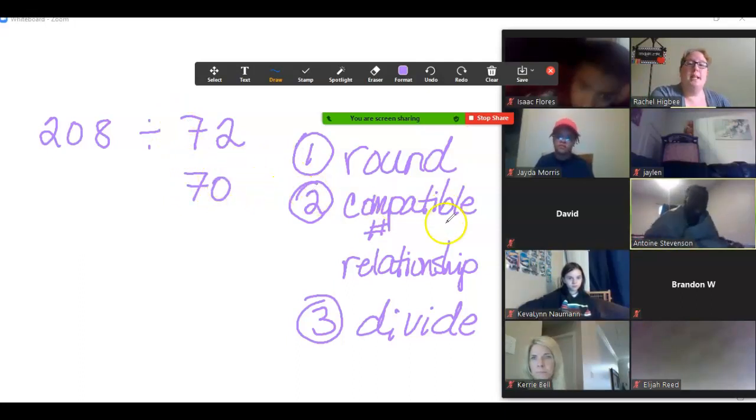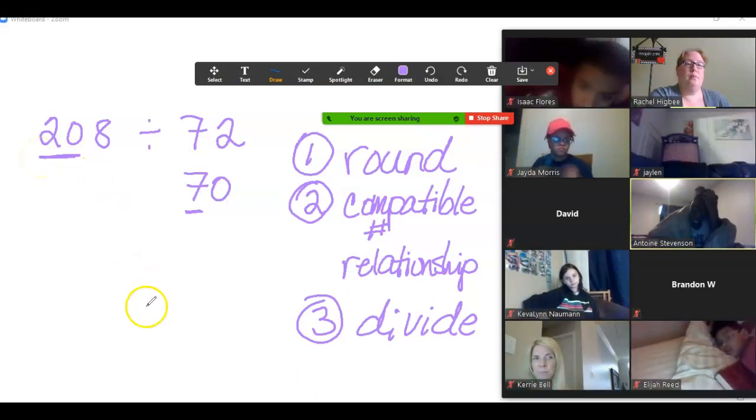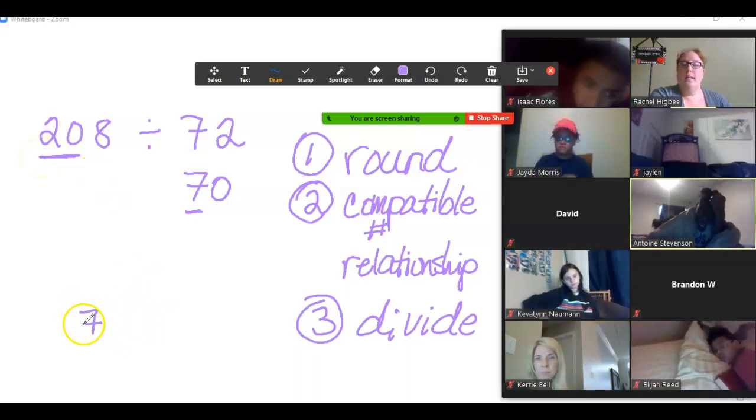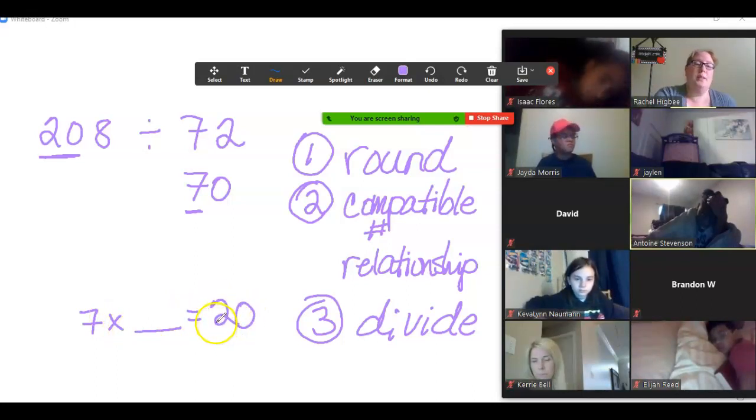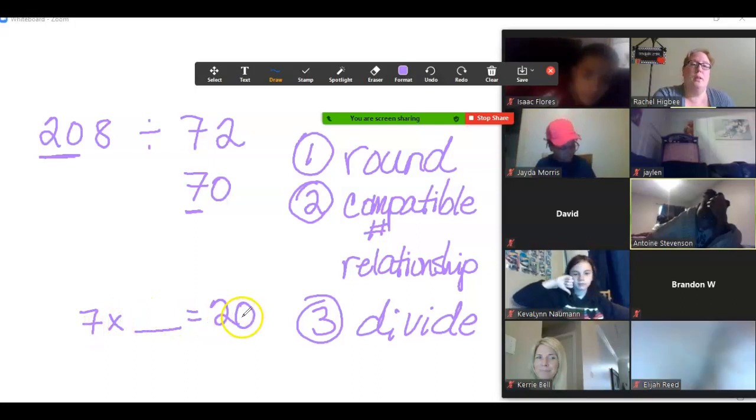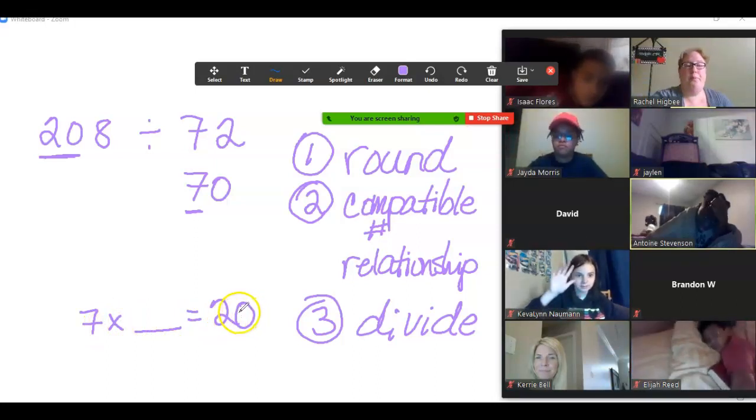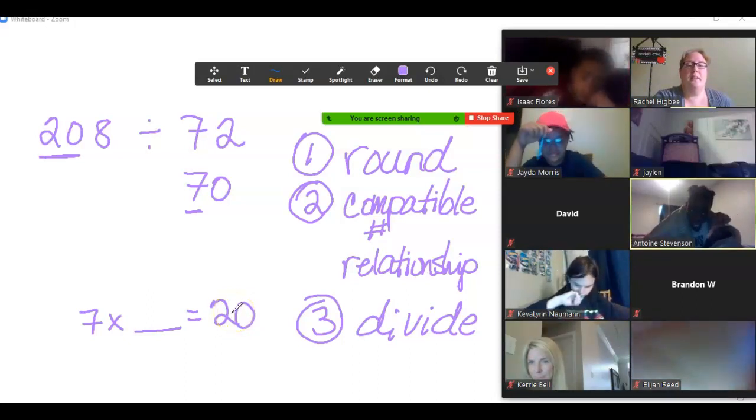All right, so remember the next thing we do is we look to see the compatible number relationship. So we're looking at 7 and we're looking at 20. Okay, so is there a relationship between 7 and 20? Otherwise known as, is there something times 7 that can give you 20? Thumbs up for yes, thumbs down for no. Okay, I see a couple of thumbs down. I see some of you not answering.